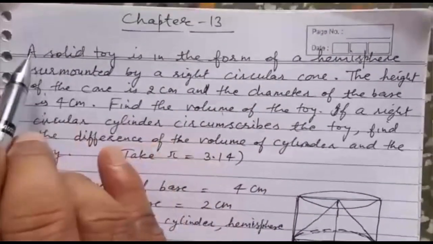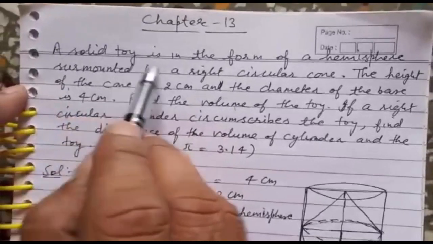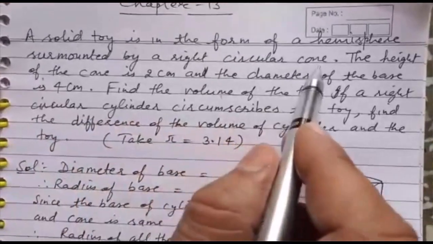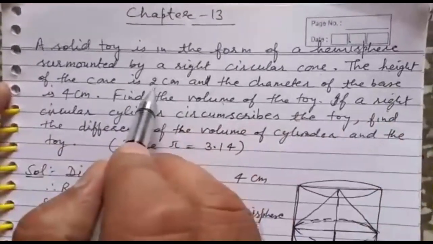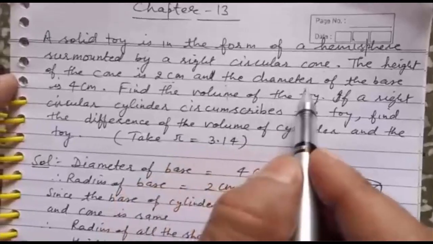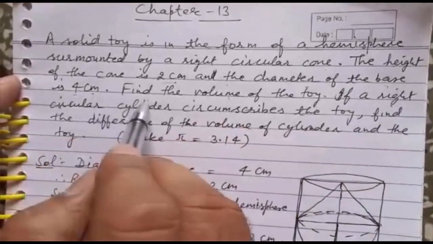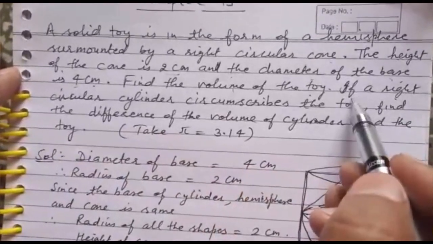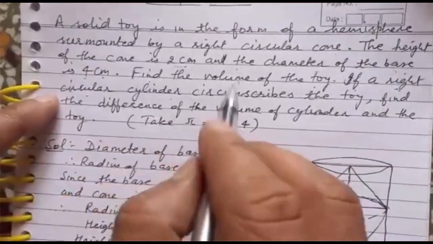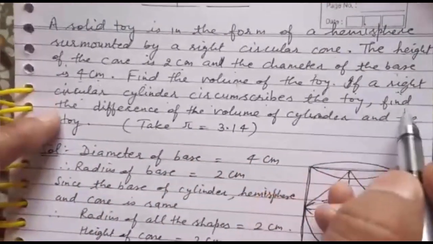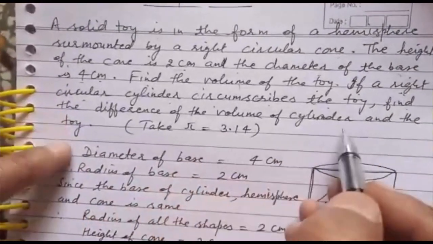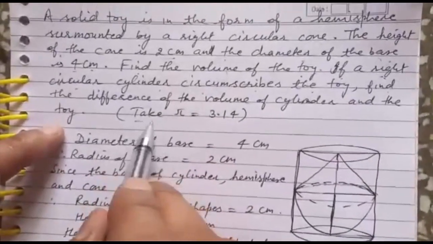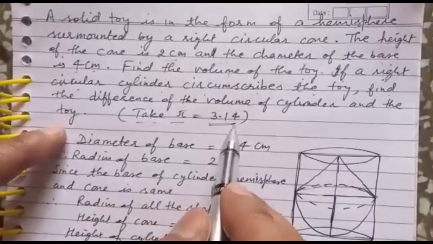The first question of today's assignment is: a solid toy is in the form of a hemisphere surmounted by a right circular cone. The height of the cone is 2 cm and the diameter of the base is 4 cm. Now we need to find the volume of the toy. Next, if a right circular cylinder circumscribes the toy, then find the difference of the volume of the cylinder and the toy. And in this question, we have to use the value of pi as 3.14.